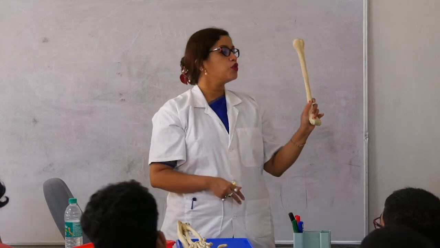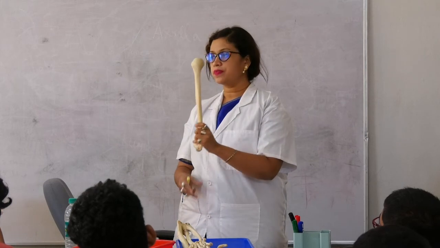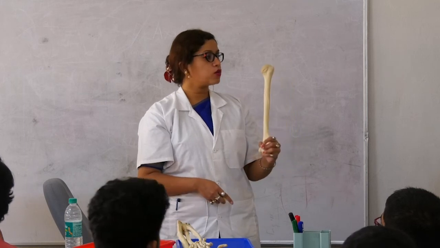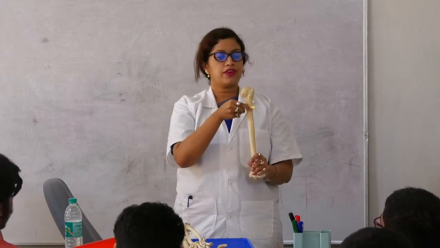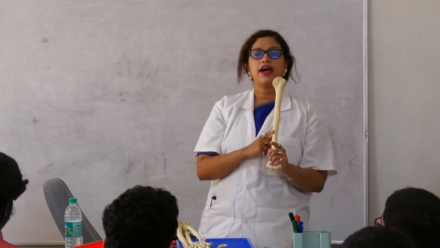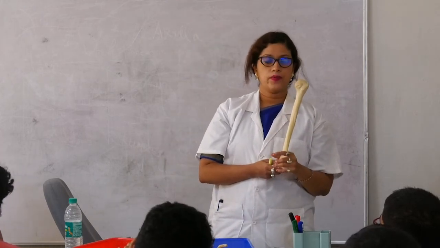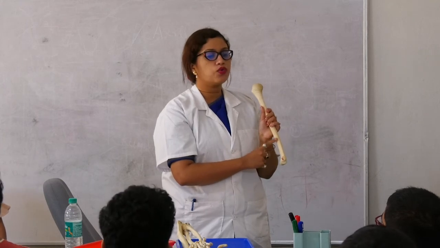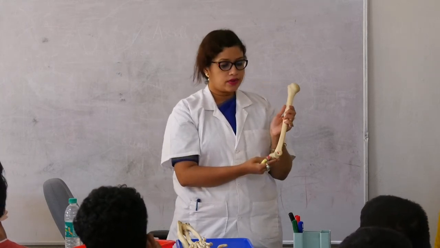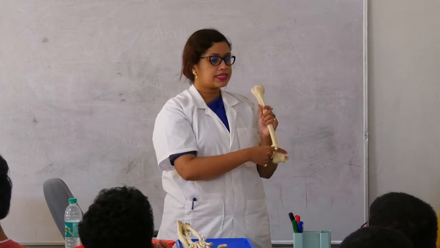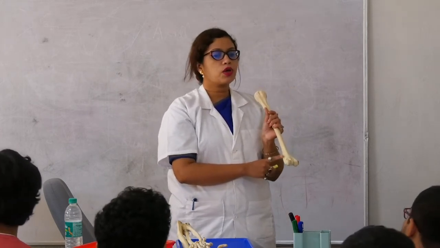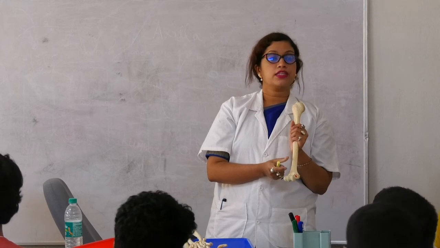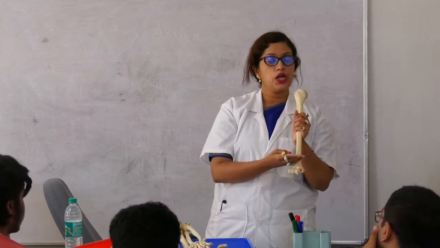So in this figure, which one is the metaphysis? Metaphysis is between the diaphysis and the epiphysis, right? So here, which structure is there on the lateral side? This is the medial side, this is the lateral side. Here is the situation of the profunda. Okay, so in case of osteomyelitis or supracondylar fracture, what will happen?